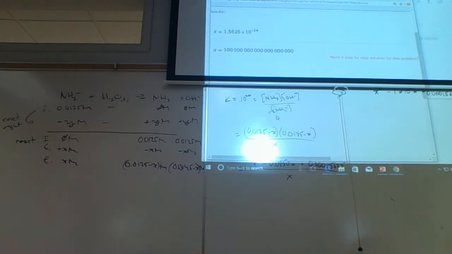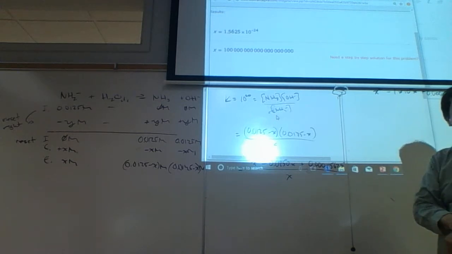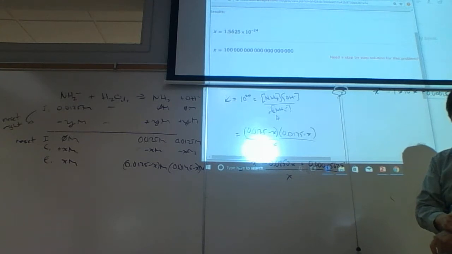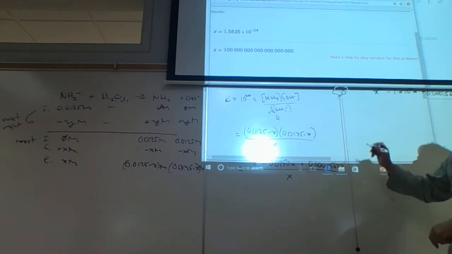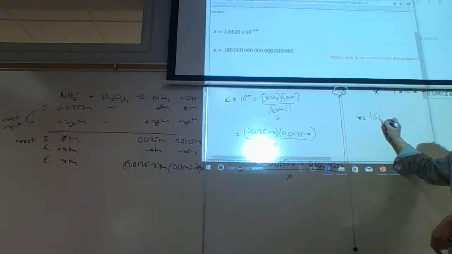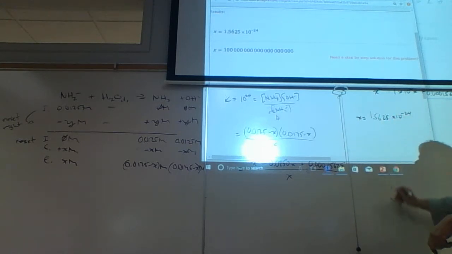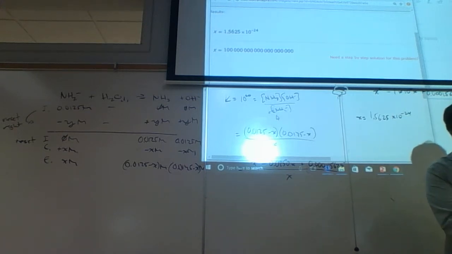Okay, well, I've worked in Wolfram as well. Now, did somebody say they got 10 to the minus 25 or 10 to the minus 24? I just changed it. You got 10 to the minus 24, everybody? Okay. And so this is the answer by solving the quadratic equation. X is equal to 1.5625 times 10 to the minus 24. But there's still hope for you.